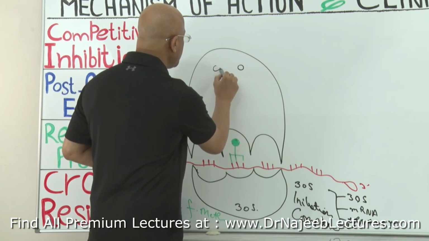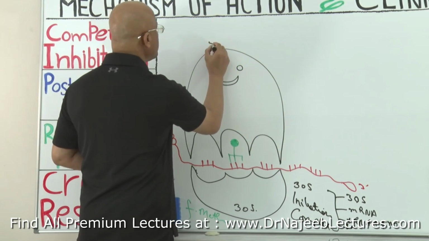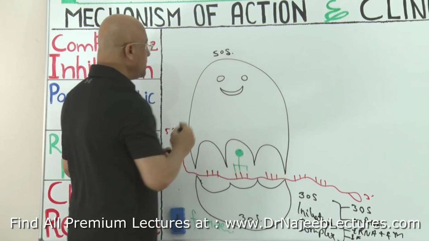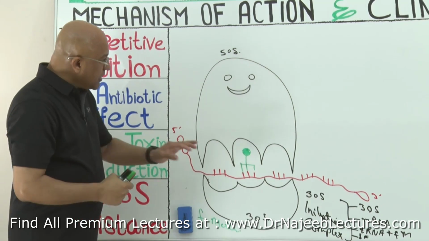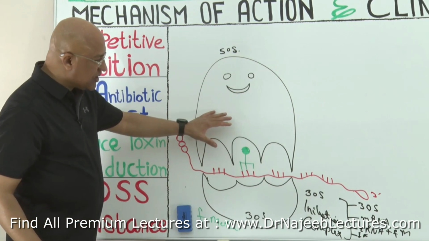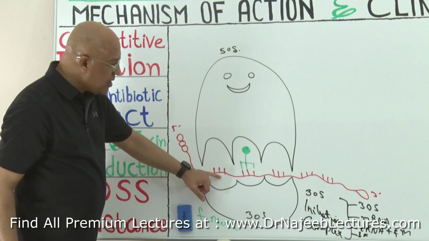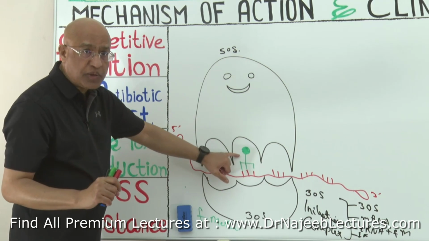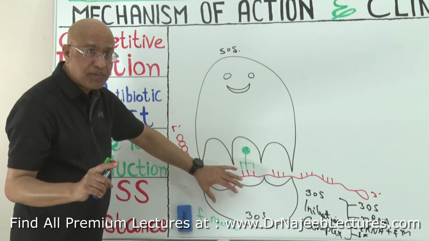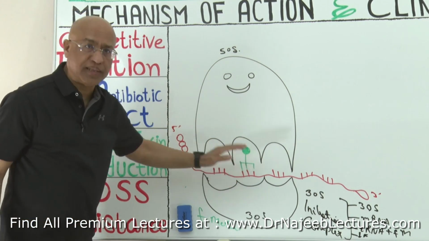Now this bigger subunit is called the 50S subunit. When this arrangement is there, 30S plus messenger RNA plus one transfer RNA with formyl methionine, along with that the 50S has also landed over there.